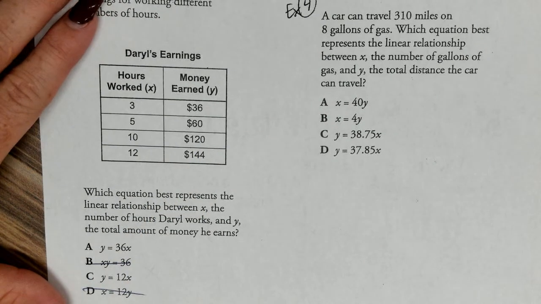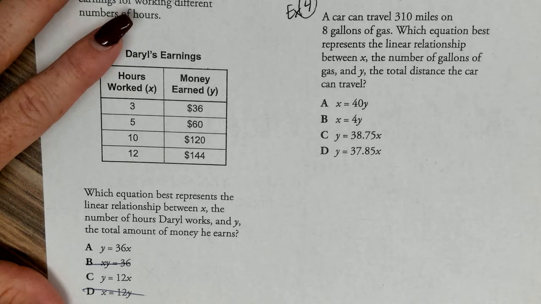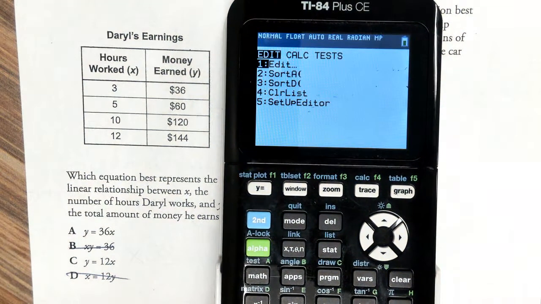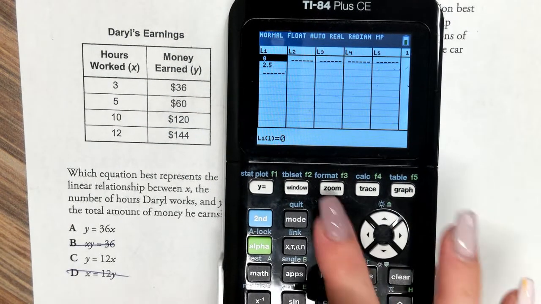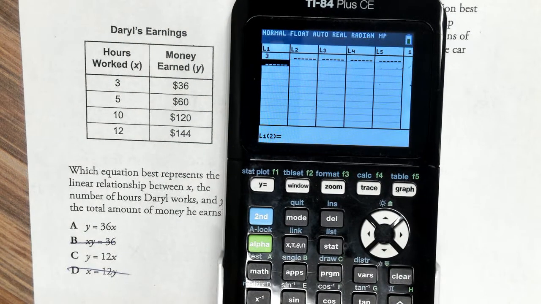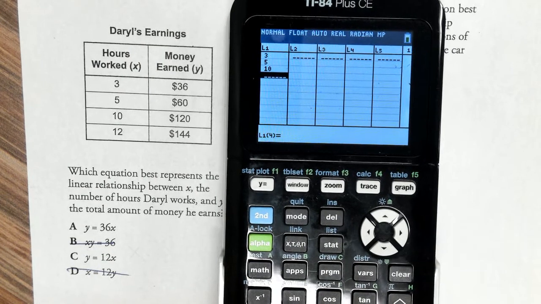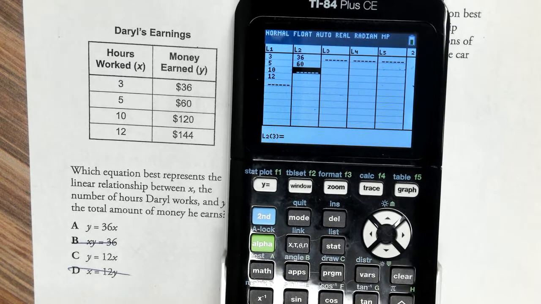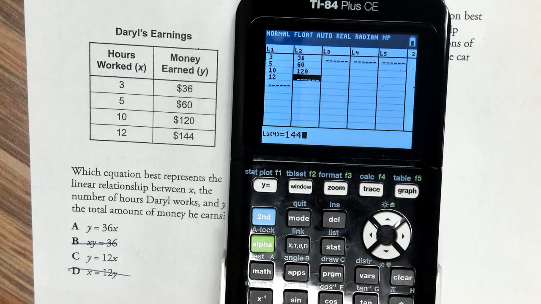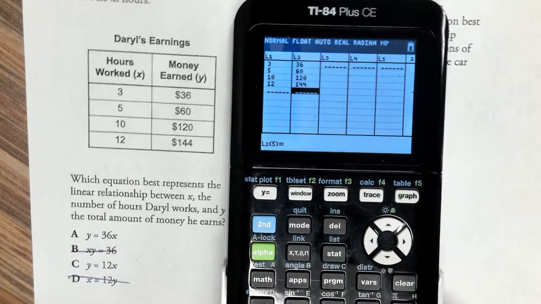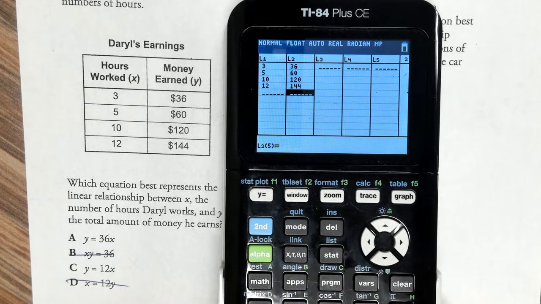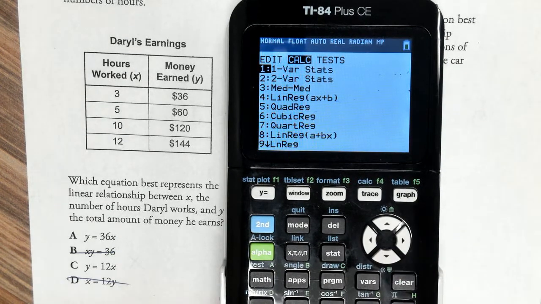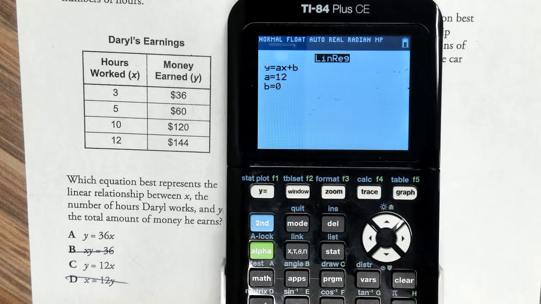So what have I taught you guys about a table? Where can I go? Go to stat. I'm telling you, the stat button can be used all the time. Hit stat. Now what? Edit. Delete everything. Type in your x's. Now what do I hit? Stat. Tab over to calc, option 4. Enter until you get the answer.